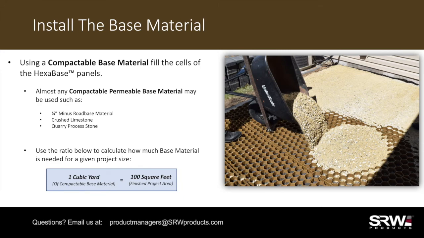Now it's time to install the base material. A HexaBase install can use up to 75% less base material than a traditional base system. Using a compactable base material, fill the cells of the HexaBase panels. Almost any compactable base material may be used, such as 3/4 inch minus road base material, crushed limestone, or even quarry processed stone. To estimate how much base is needed for your project, use the ratio of 1 cubic yard of base is equal to 100 square feet of finished project area.